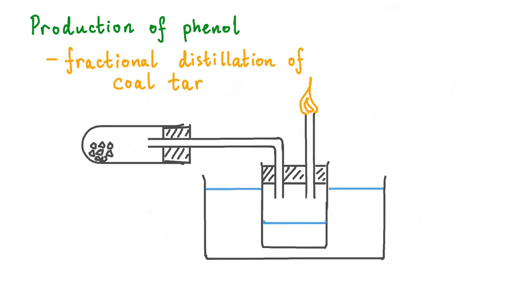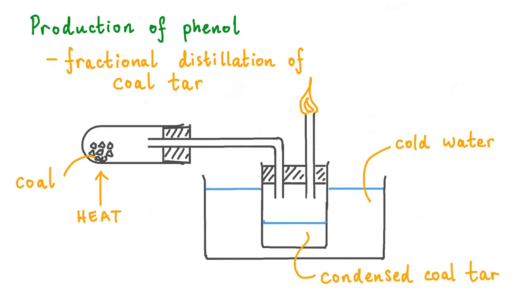Phenol was traditionally obtained by the fractional distillation of coal tar. Coal tar is obtained by heating crushed coal in the absence of air. The vapours formed from the hot coal are condensed in cold water. The condensate contains coal tar. More volatile compounds are found in the coal gas produced by this process. This gas was burnt as a waste product or used to produce energy in the form of heat.